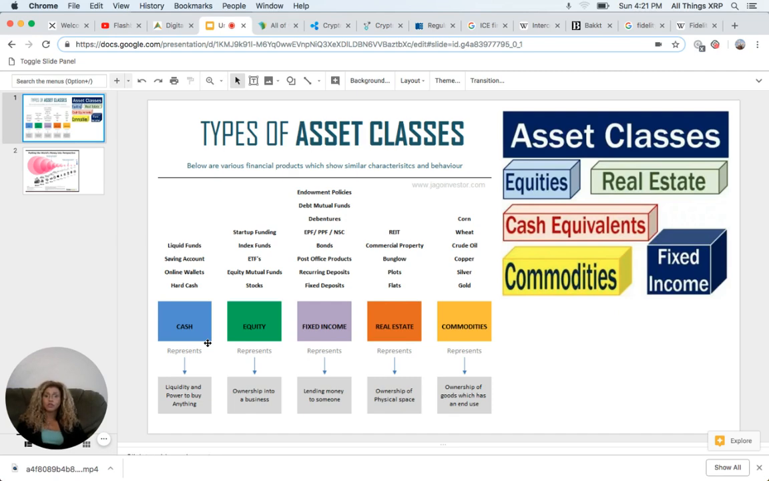Real estate is ownership of physical space, so owning a house or a condo. Those would fit into the asset class of real estate. And then you have commodities, which is ownership of goods which have an end use. Under here we have things like silver, gold, crude oil, wheat, corn. These are things that people used to run around trying to exchange, right? Take my cow for this magic bean. Isn't that the story of Jack and the Beanstalk? He traded the cow for the bean. Both of those would be commodities.